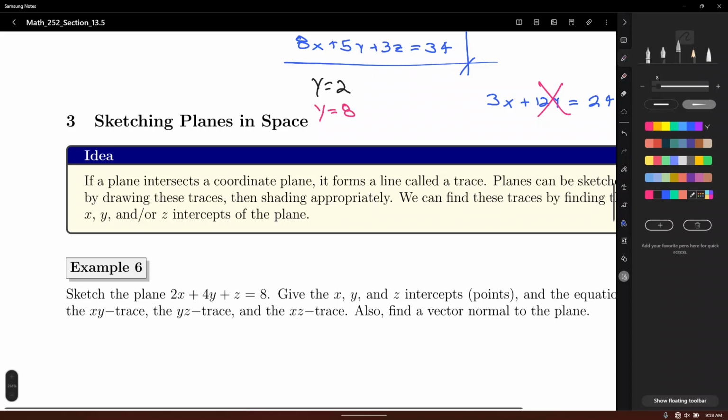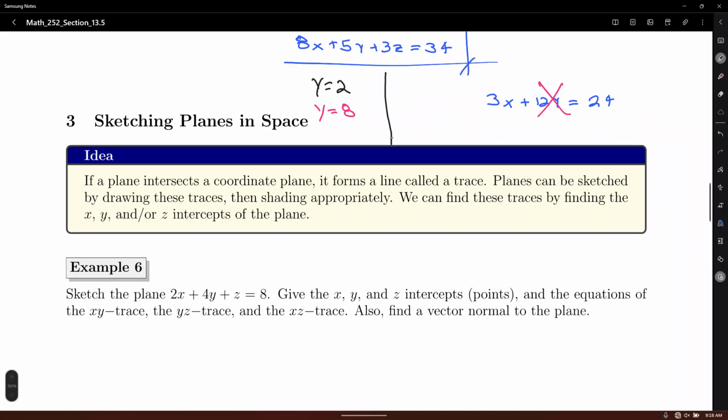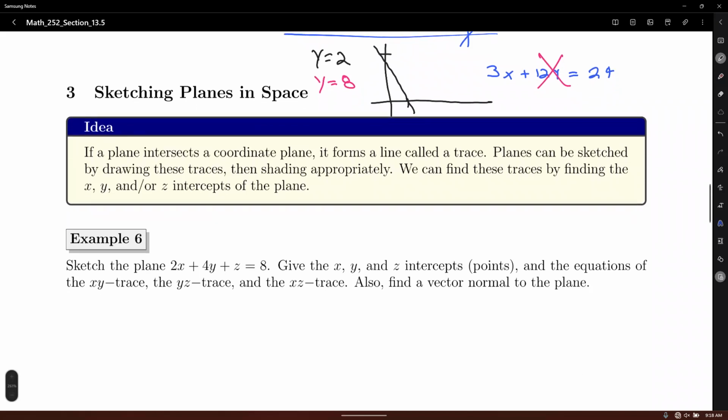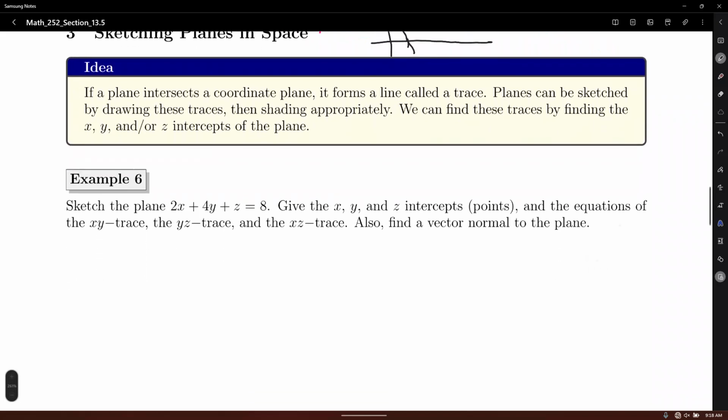All right? So the line will look like this. 2 units, 8 units, and connect the dots right here. So that's another, quicker way to sketch lines, rather than making a table of values, which is fine if you feel more comfortable doing that, or using the rise over run approach. So we're going to take this approach to graph planes, okay?